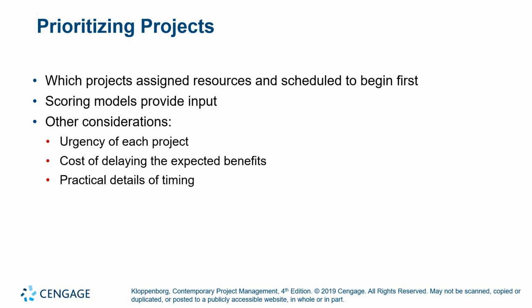Prioritizing projects. Which projects are assigned resources and scheduled to begin first? Scoring models provide input. Other considerations that we have to know about: the urgency of each project, the cost of delaying the expected benefits, practical details, and timing. These are things that have to be considered when prioritizing projects.